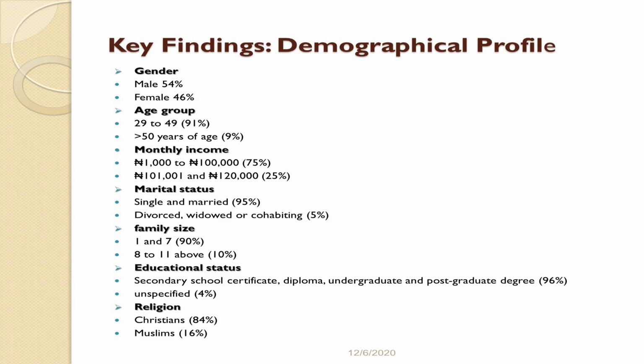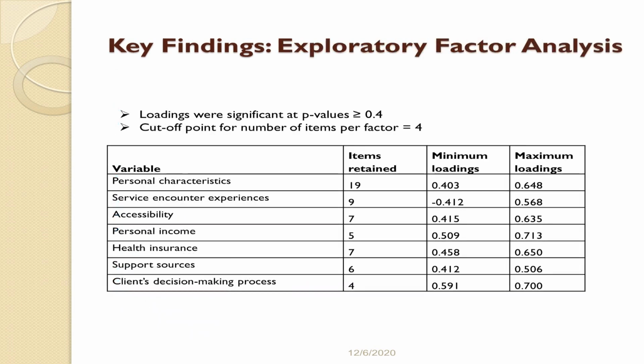Key findings of the exploratory factor analysis. This study utilized EFA to describe the variability of correlated variables by means of factors. This table shows factor loadings of the variables of the study, and factor loadings of 0.4 and greater were regarded as evidence of validity.